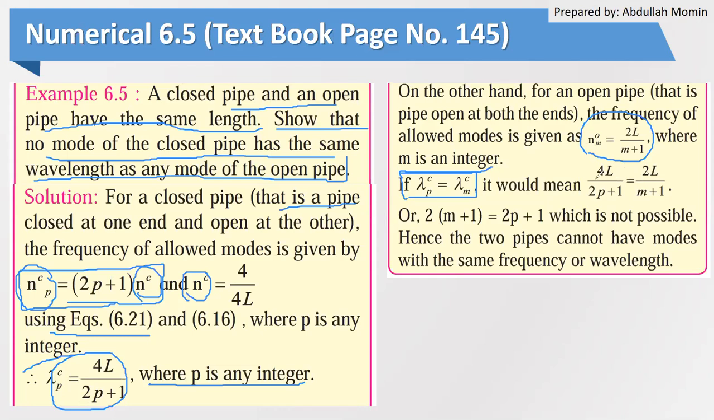If the length is the same, that means L and L get cancelled, and when you cross multiply, you will get 2m plus 1 and 2p plus 1, which is not possible from this equation. So if it is not possible, hence we will say that the two pipes cannot have modes with the same frequency or wavelength.